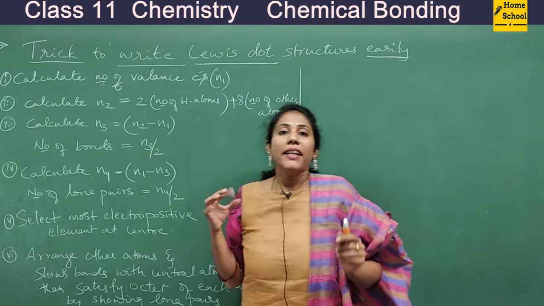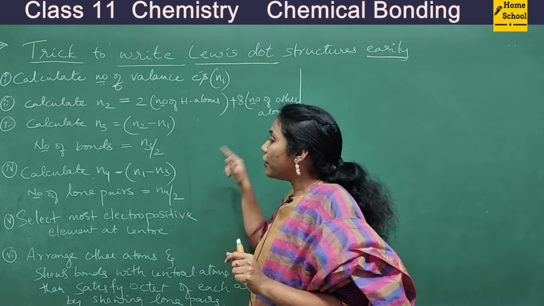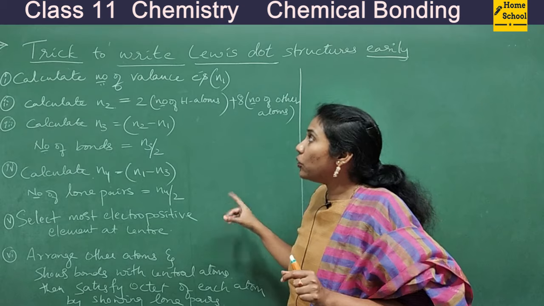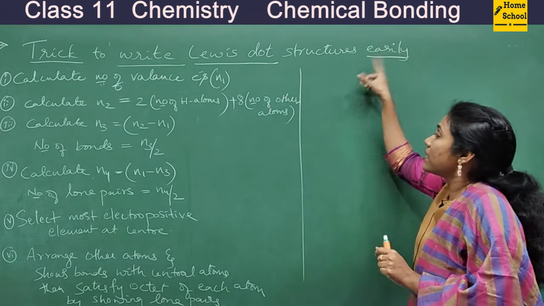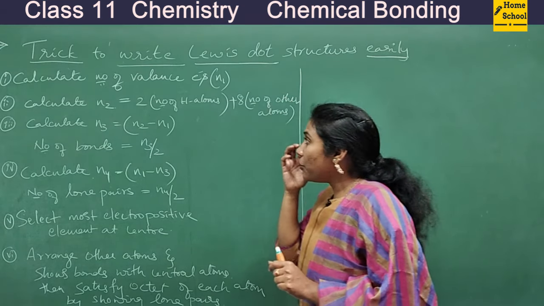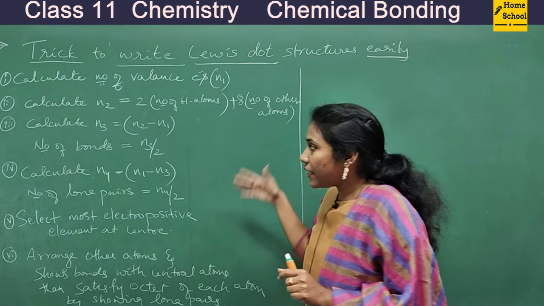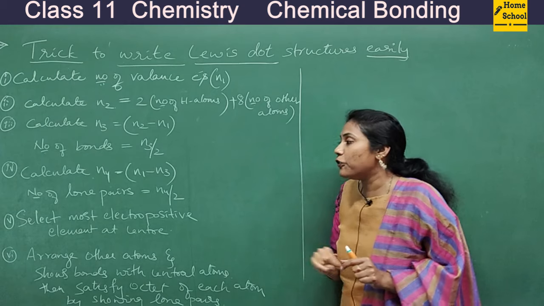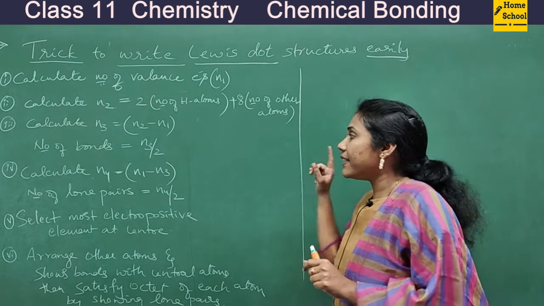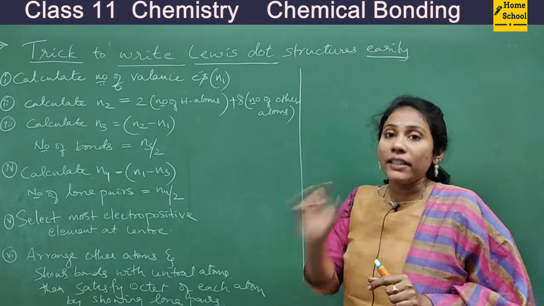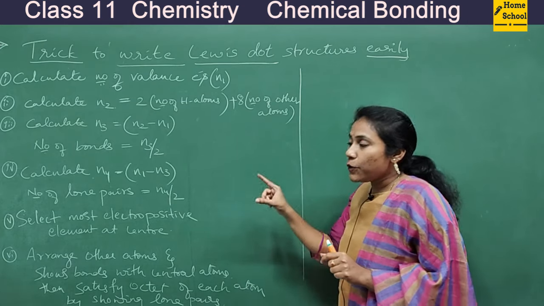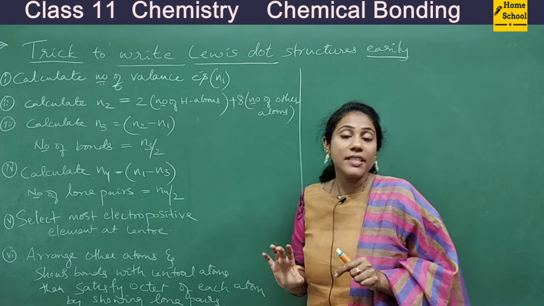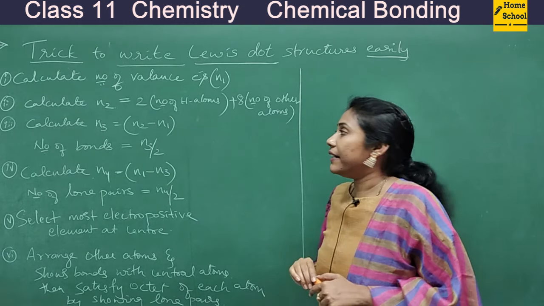Hey guys, here are the rules that I have written on the board, which you have to follow to write the Lewis dot structure easily. There are certain rules. You can copy all these rules or take a screenshot. Definitely this trick will do wonders for you. With this, you can write any Lewis dot structure that is there in your syllabus. Easily you can write it.